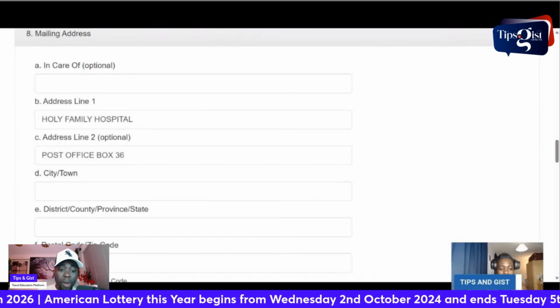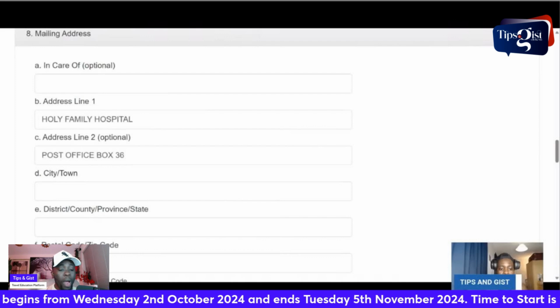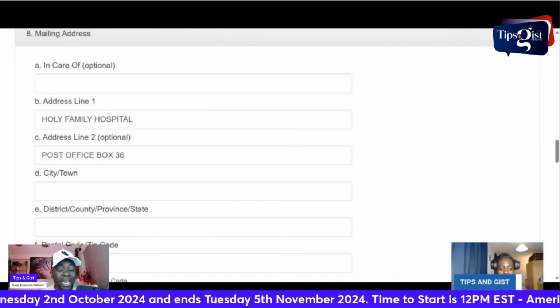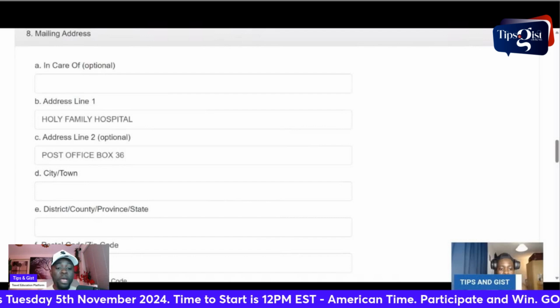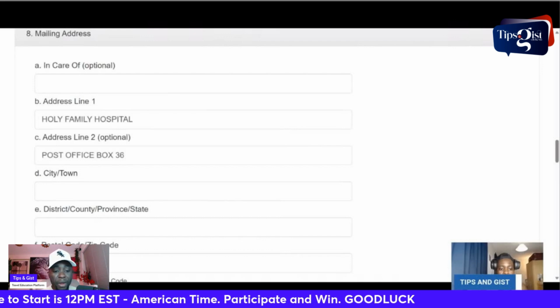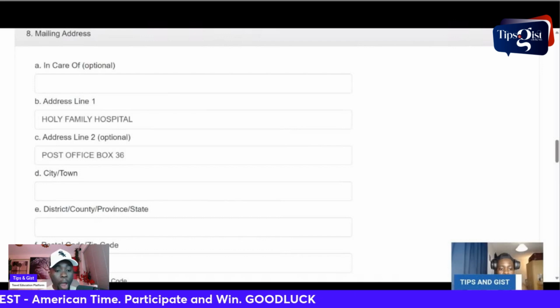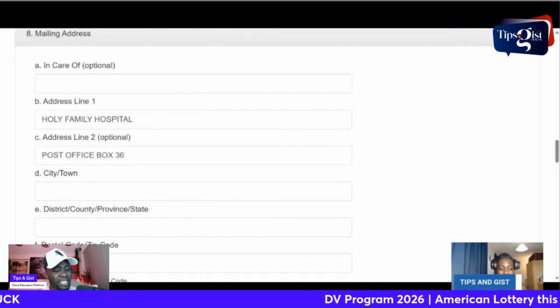And in fact, one secret is this mailing address, they don't use it for anything. I don't know why they include it, because they are not going to mail anything to you when you win the lottery. And when you are filling the DS-260 form, you can change your mailing address, because it can be that at the time I was registering for the lottery, I was in Ejisu, but now I have moved to Techiman. So when I win the lottery, I can use the Techiman address. So the mailing address, you can change it later.